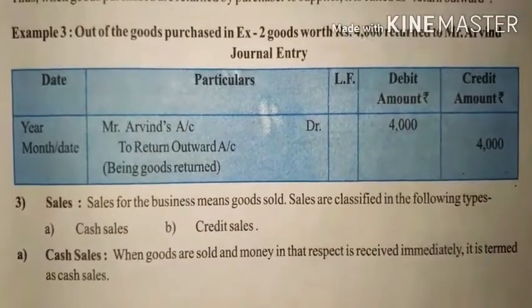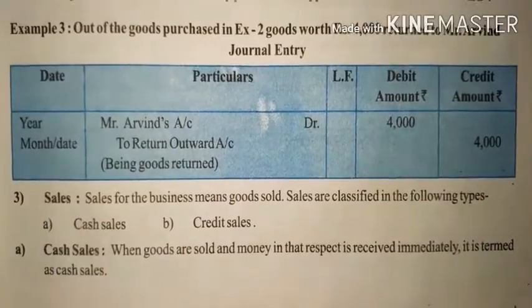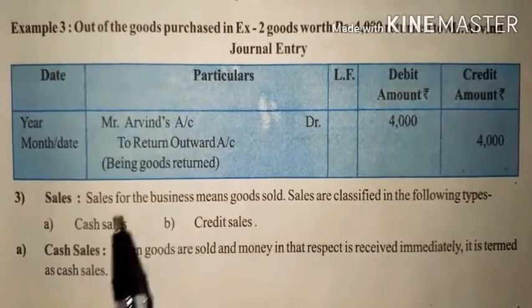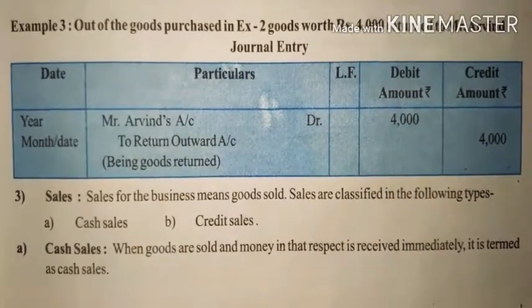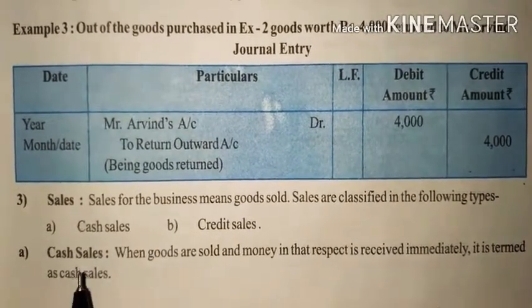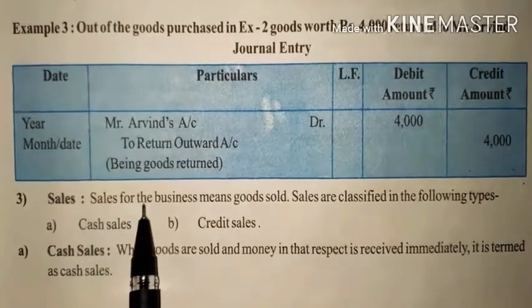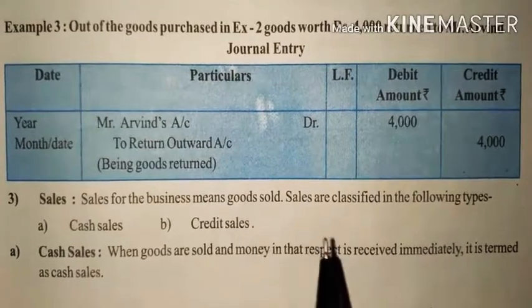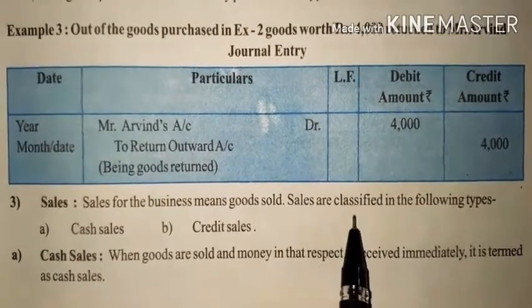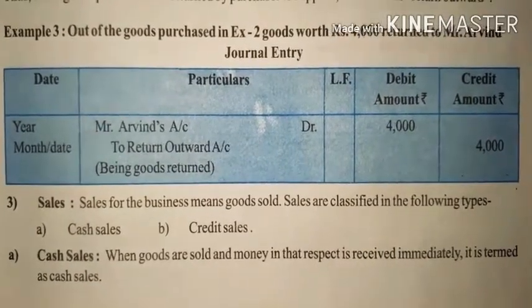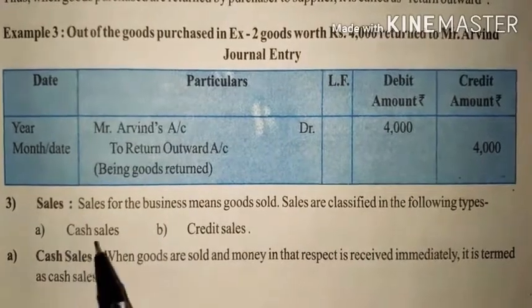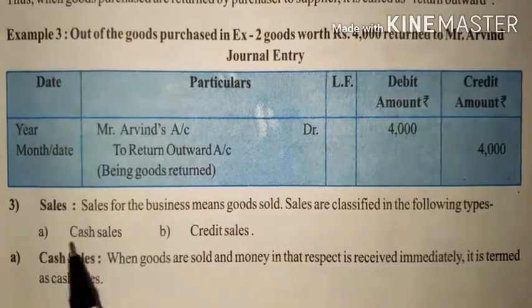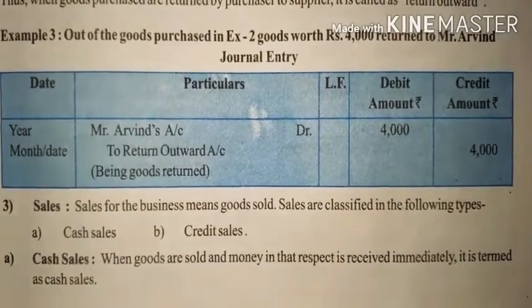Let's take the third type of account, that is sales. Now what does sales mean? It is a very clear idea, that is selling of goods, but still we will see what sales means. Sales for the business means goods sold. Already I told you, selling of goods. Sales are classified in the following types. Again, this is classified in two types. First is cash sales and the other is credit sales.